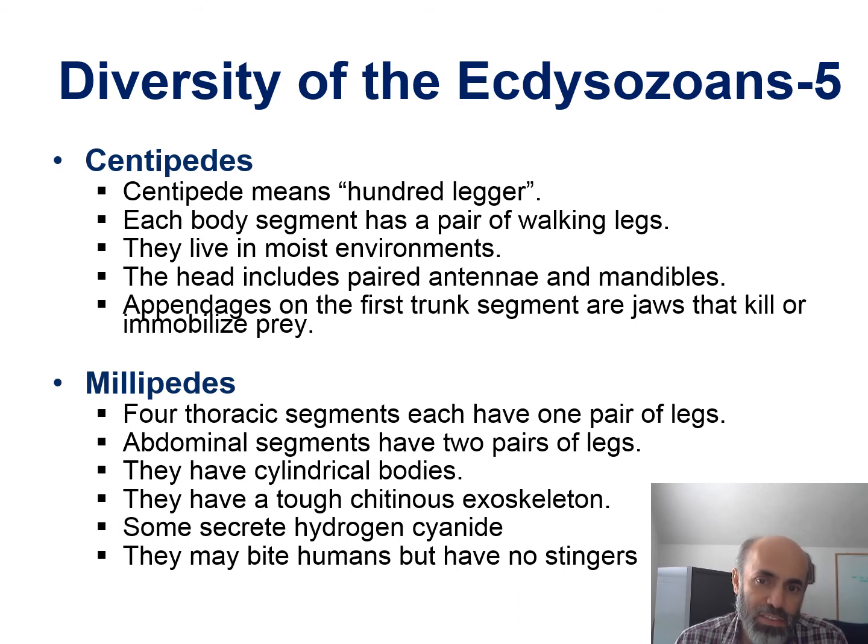Centipedes means hundreds of legs. Those are 100-leggers. And millipedes mean thousands of legs. Centipedes and millipedes we do see inside houses. They are segmented organisms like other ecdysozoans. In centipedes, each body segment has a pair of walking legs. They live in moist environments, and their appendages are a little bit modified. The first appendages become jaws that are used to kill or immobilize prey.